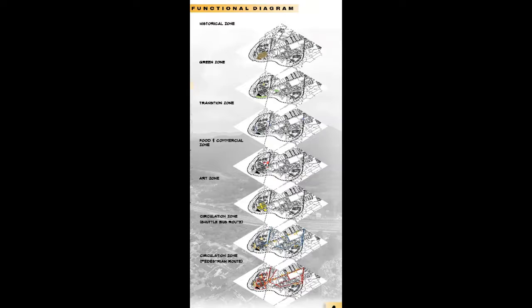We have 7 layers of functional diagrams which cover historical zone, green zone, transition zone, food and commercial zone, art zone, shuttle bus route circulation and also pedestrian circulation. Next, for the green zone, our ideas are to propose a mini recreational park at the abandoned space near the housing area that can be utilized by kids. In this area, we will enhance the riverfront park by the riverbank of Sungai Bernam. Meanwhile, the other area will be designed as an Edu Pocket Park, which has a series of ethnobotanical plants that can educate the visitors. And lastly, this space will be created as an urban farming area, which consists of various edible plants.